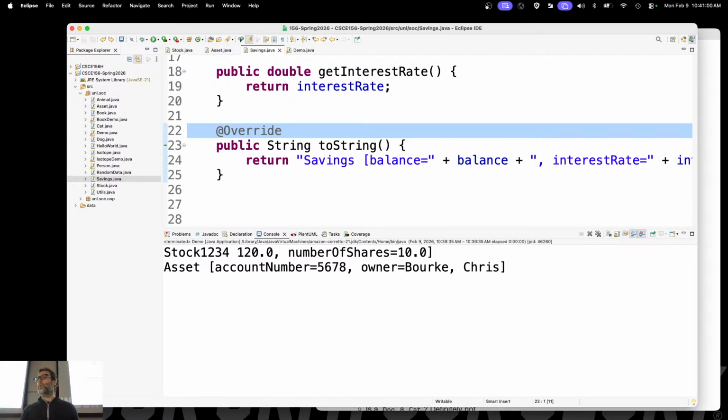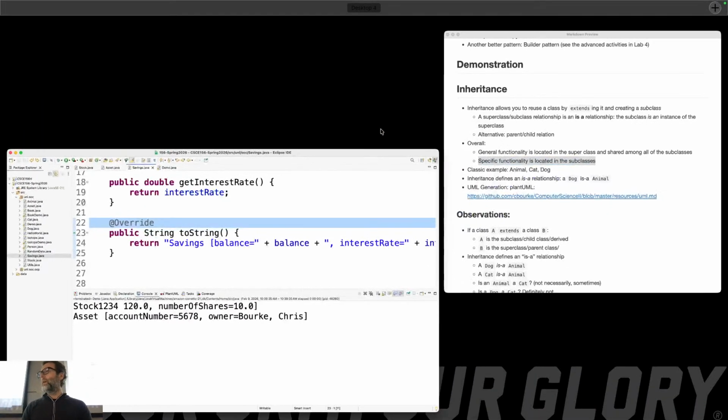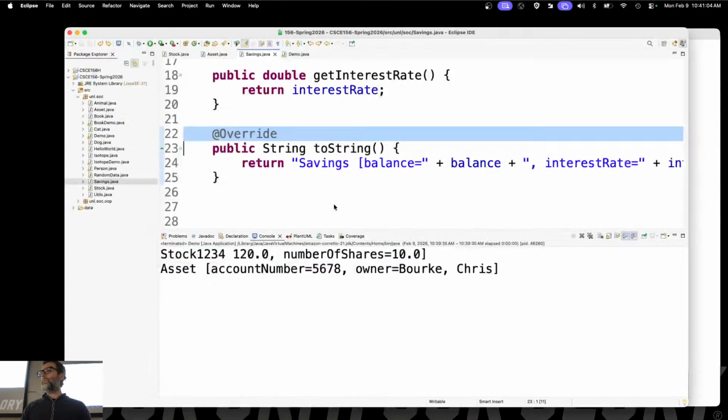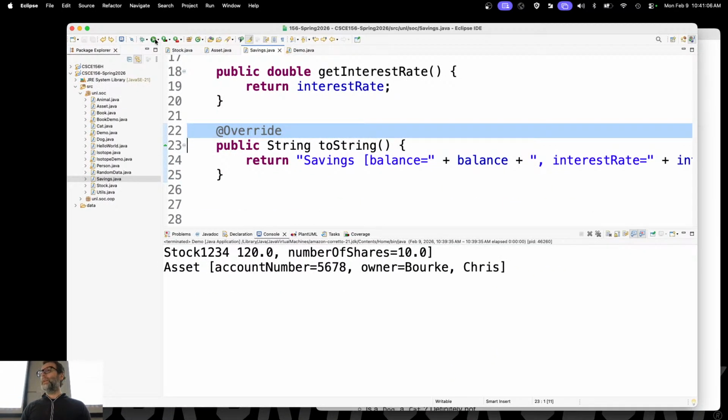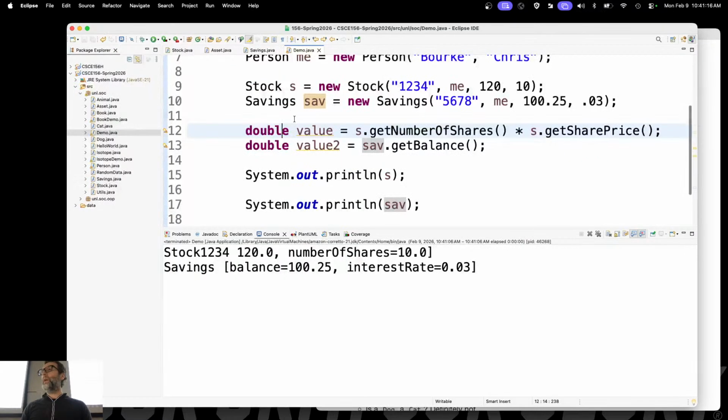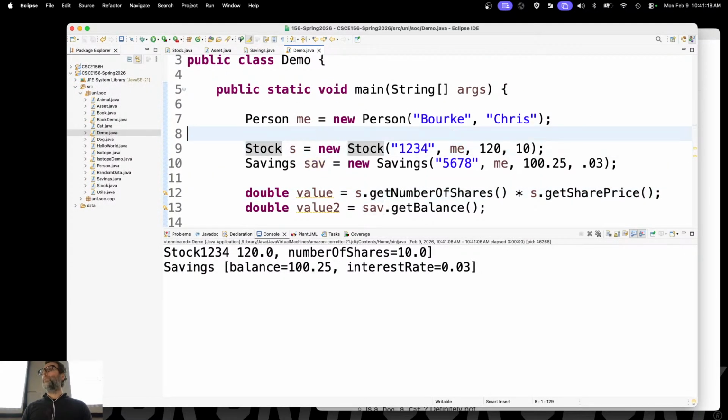Yeah, oh, no, not a question back there? Okay. All right, so let's run this one more time to see that it is now changed as well. Savings, the balance is $100.25 and a 3% interest rate. Okay. All right, let's come back over here to the demo, and let me add one more.